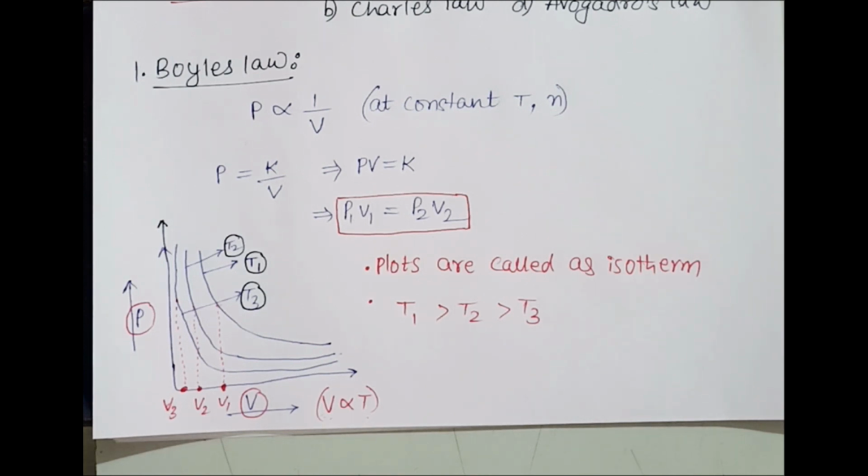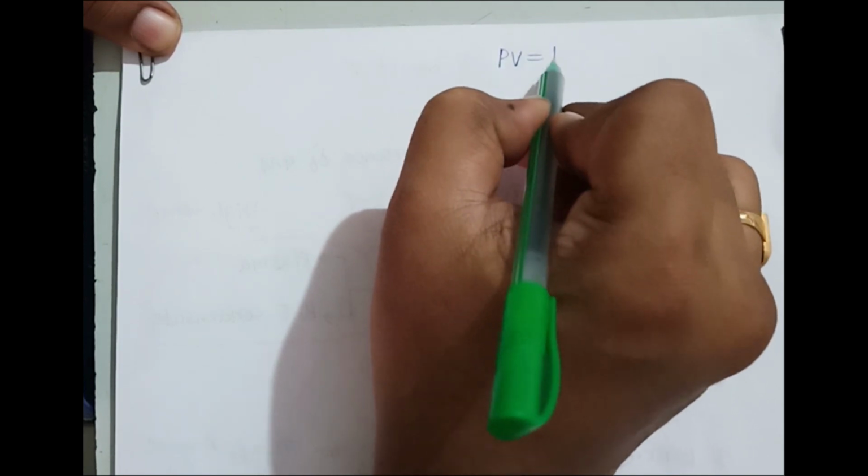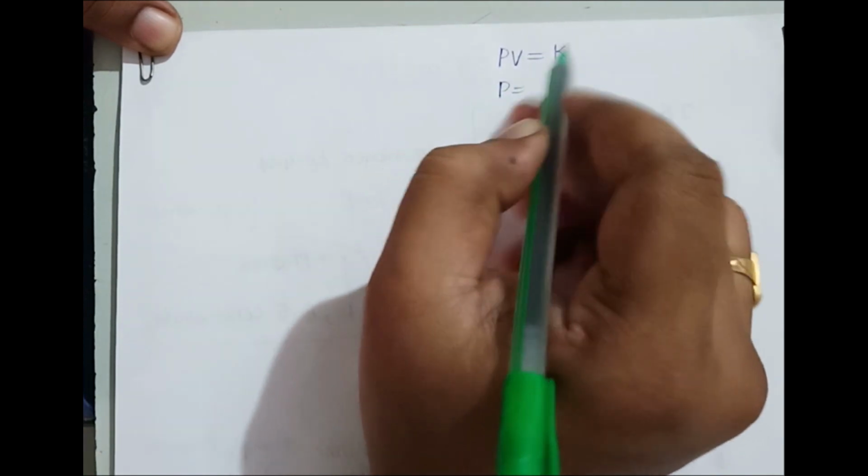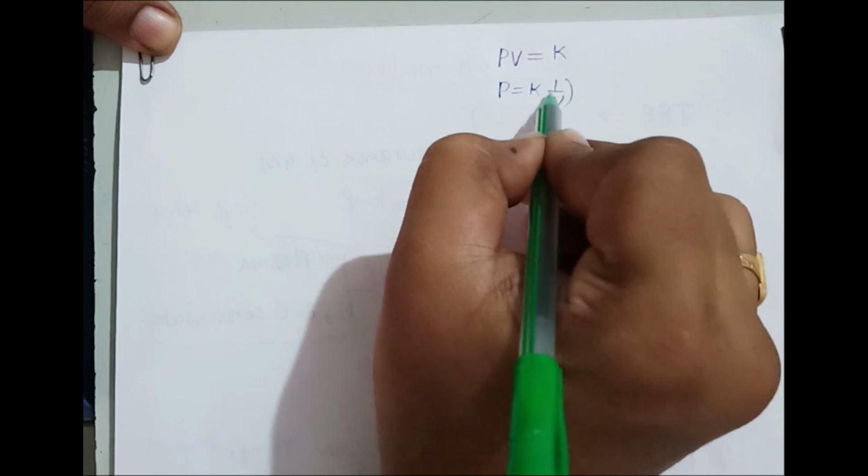We have one more graph also. Another graph related to Boyle's law is pressure versus 1 by V. We know that PV is equal to K, right? So now P is equal to K into 1 by V. Can we write like this?